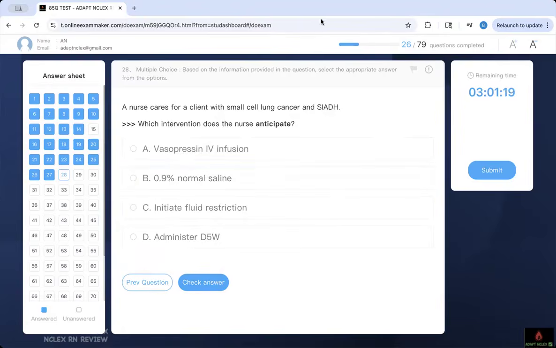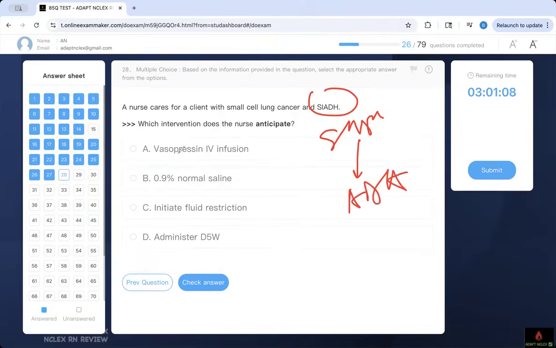Go back to your concept and ask, what is SIADH? SIADH means you're retaining fluid. If you're retaining, you have more ADH. Will you give me vasopressin? Think about it. My sodium is going to go low. Would I get 0.9% normal saline? I'm fluid overloaded. Do I initiate fluid restriction? My sodium is low. Do I give them D5W?